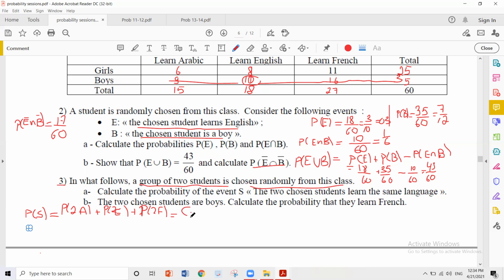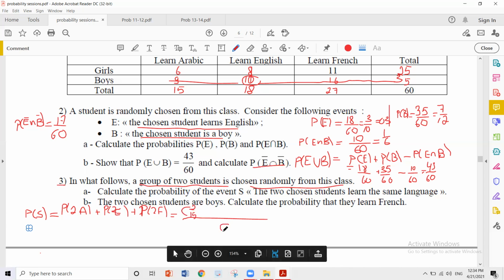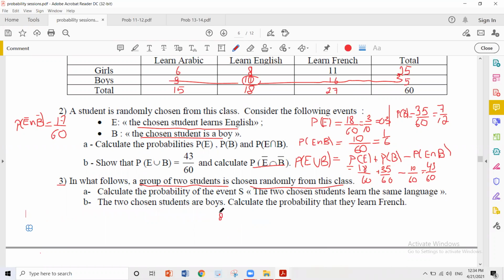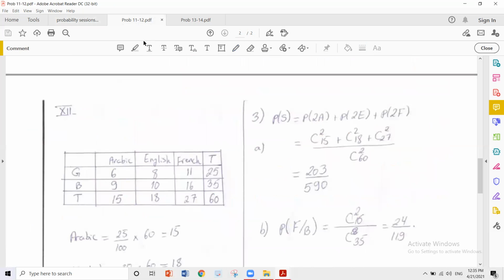15 choose 2 over 60 choose 2, plus two English, meaning 18 choose 2 over 60 choose 2, plus French. The result is 203/590.